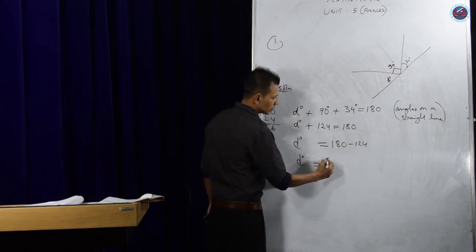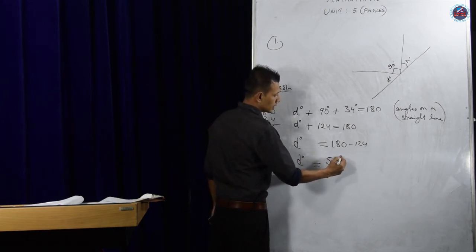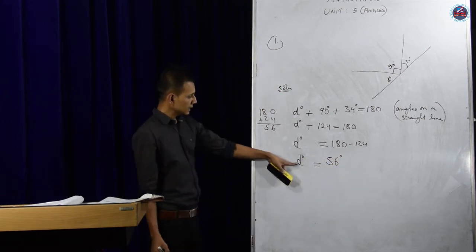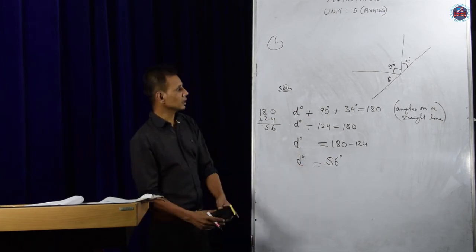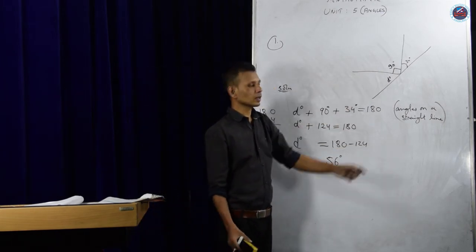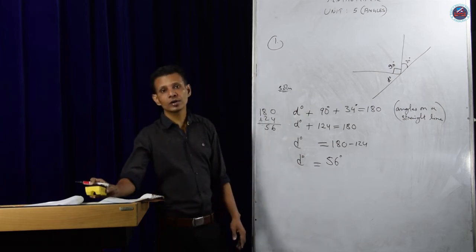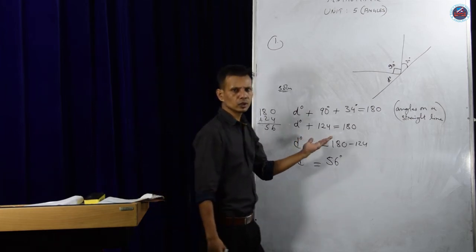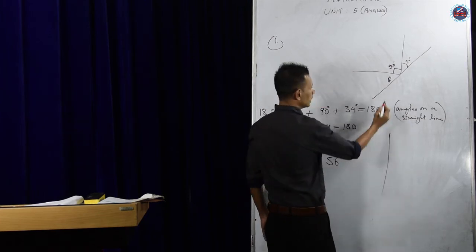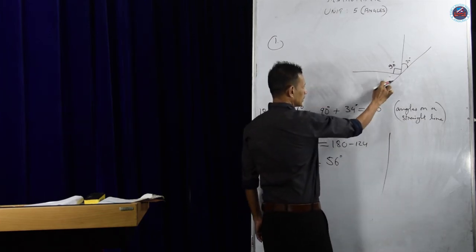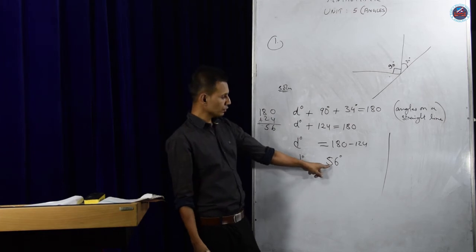What did you get? 56 degrees. Wow. D, you got 56 degrees. There is 56 now. Now you are not so sure whether my answer 56 is correct or not. Go to the rough column very quickly. D, you got 56.